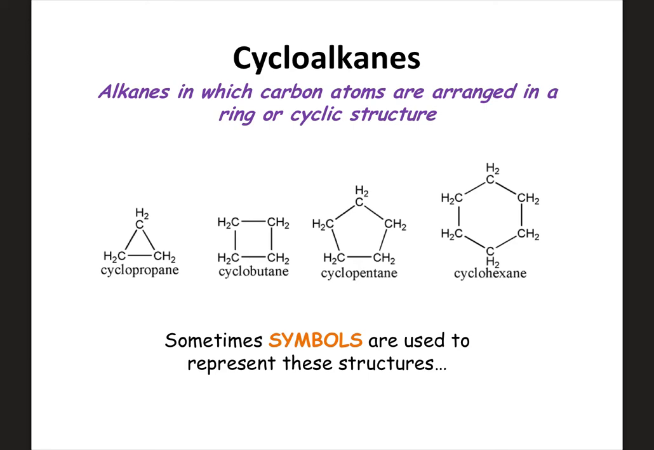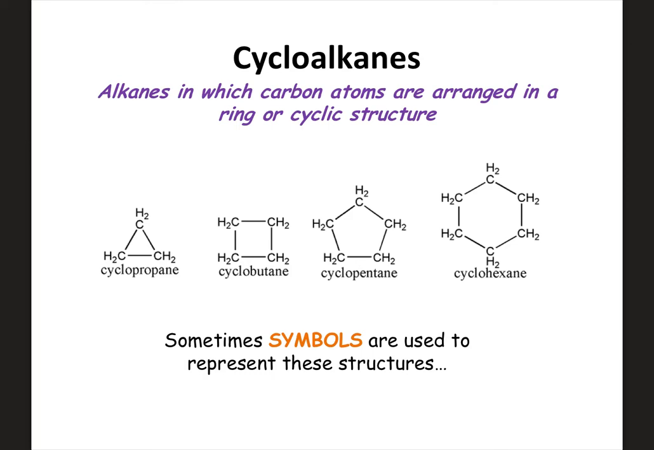Cycloalkanes are just when you have these alkanes, basically, but they're arranged in a ring or a cyclic structure here. And sometimes we actually use symbols to represent these, as you'll see. But this is the basic idea of some of these cycloalkanes. You'll never need to name them for me. Again, we're just doing a basic overview of these. So for the cycloalkanes, you won't need to name. But you can see if I have 3 carbons in a ring, that would be cyclopropane.